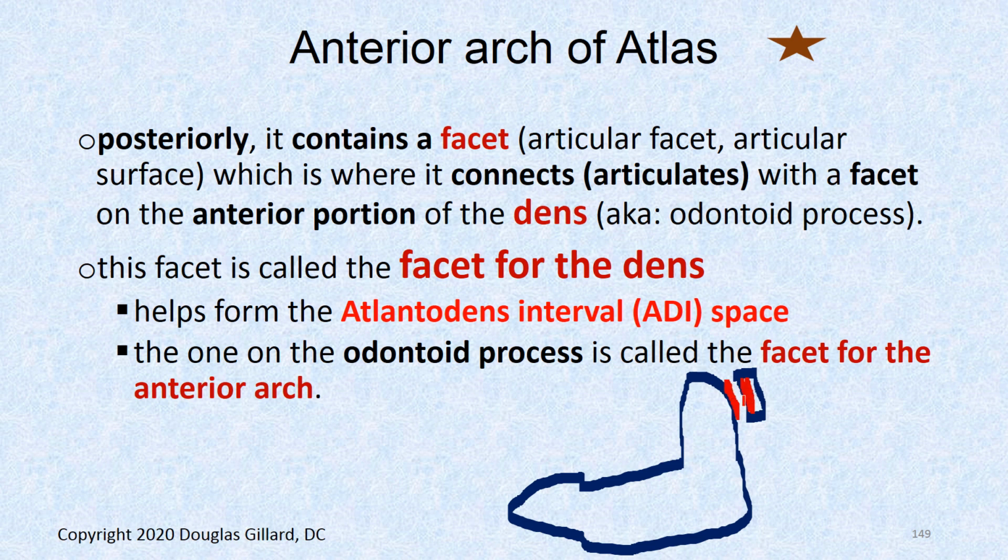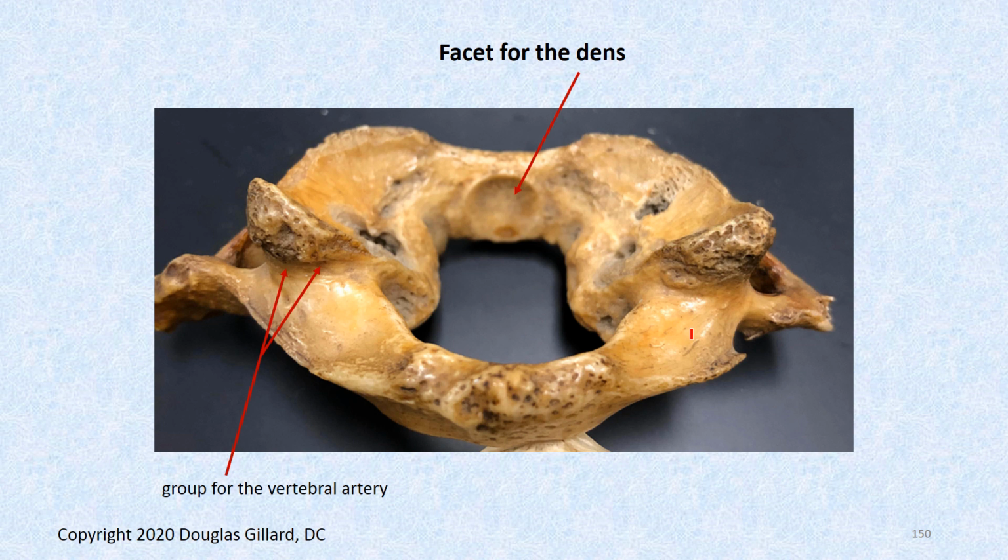And these two form a very, very important joint called the atlanto-dens interval, or the ADI space. When you're taking x-rays, you want to make sure you always look at that ADI space to make sure it's not bigger. It should never be greater than 3 millimeters. With software nowadays, it's really easy to get these measurements.